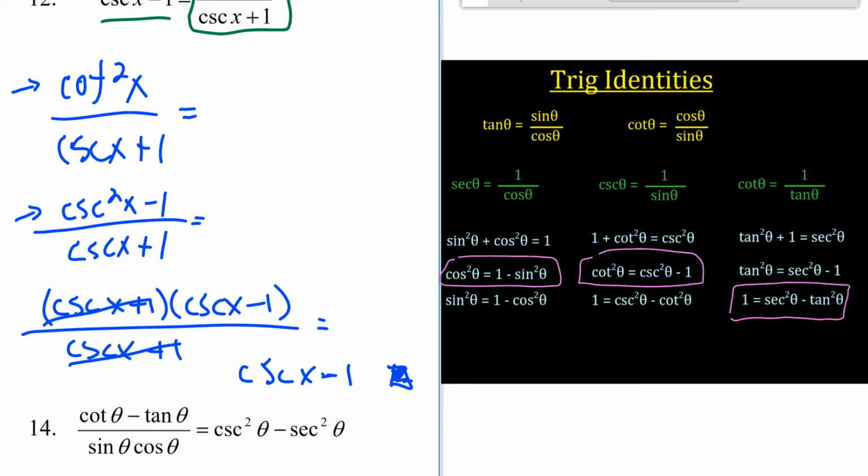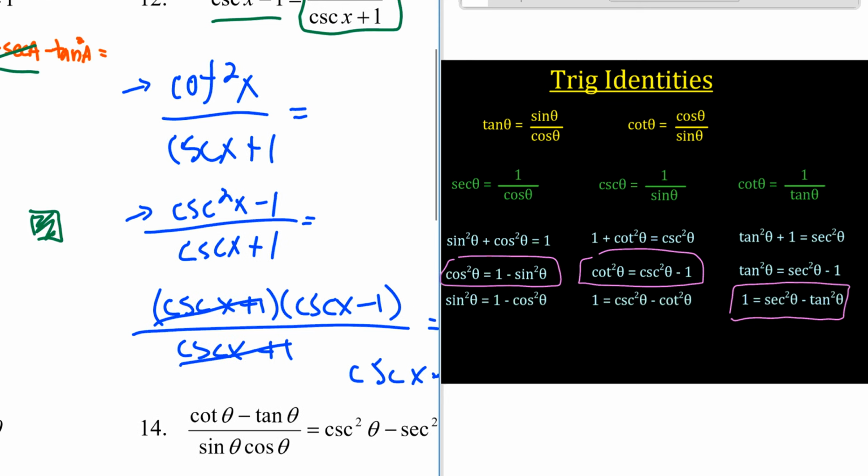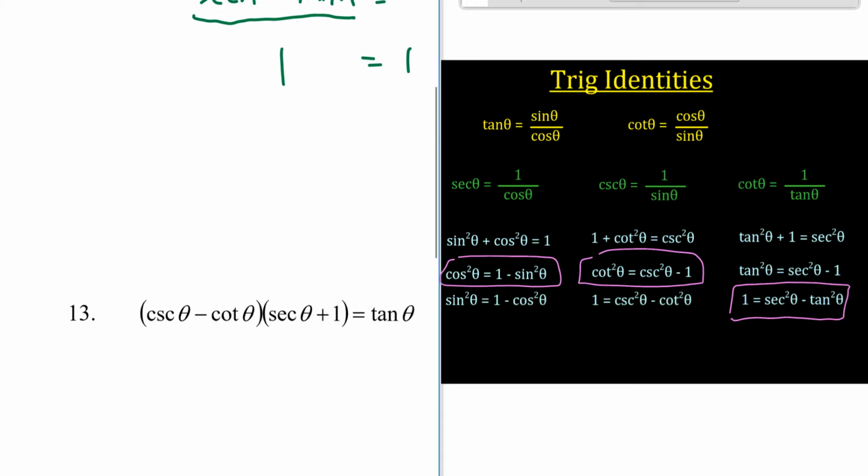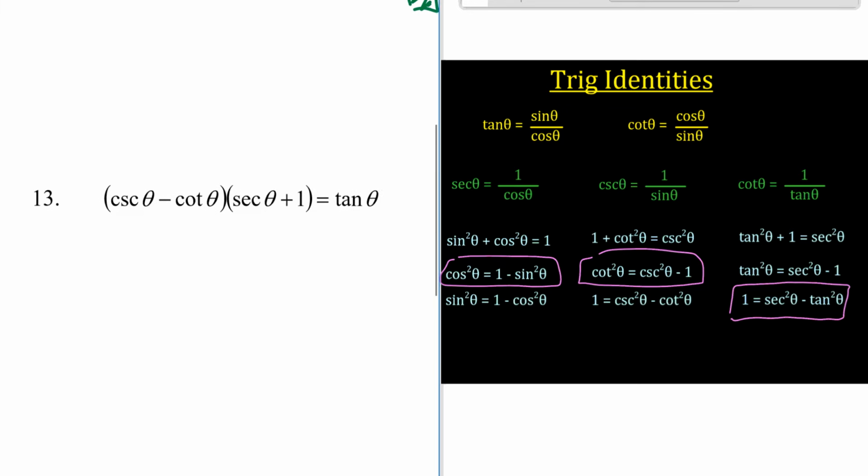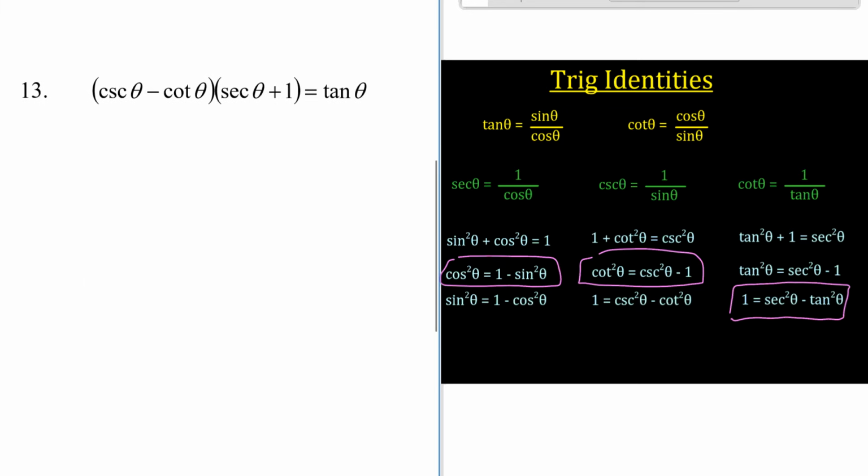So that one was just, let's see, 1, 2, 3, 4 steps. The other one, I think I must have been somewhere around a dozen steps, maybe even more. All right, number 13. Two problems in, and we're 15 minutes in. Holy smokes. All right, this one is just screaming FOIL again, just like the first one.